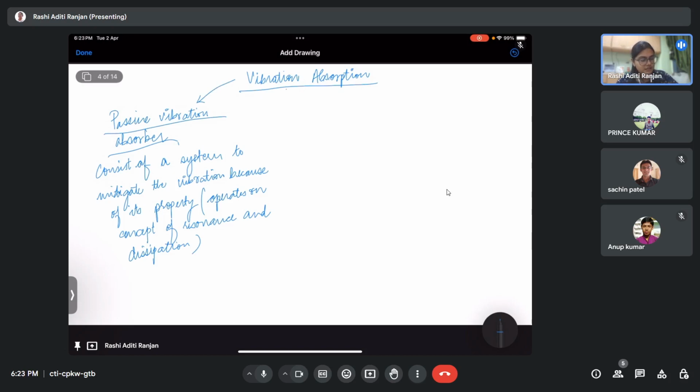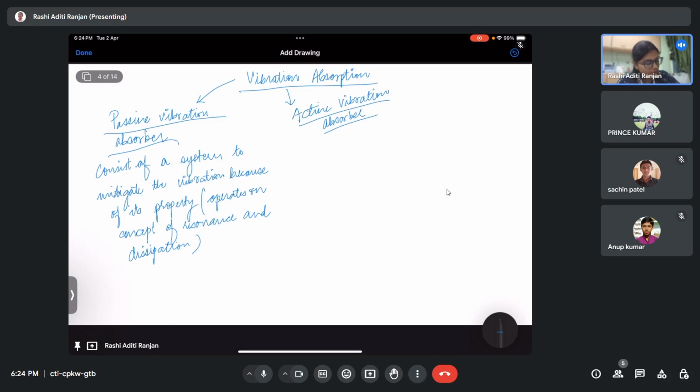Now, if one is passive, the other is going to be the active. The active vibration absorber, see, if in passive my properties were not changing, then in active, what would happen? Definitely it is going to change. So in an active vibration absorber, what do I do? I introduce some kind of active materials inside the system. Okay, I can use a sensor, I can use an actuator like that, so that I can control the vibration of the system.